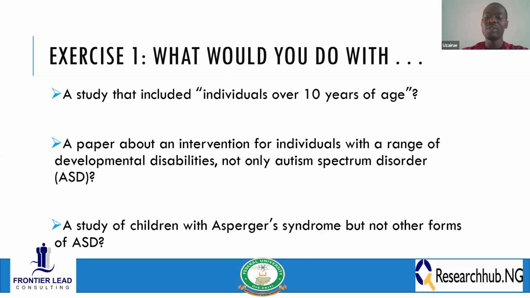Then the next one is a paper about an intervention for individuals with a range of developmental disabilities, not only autism. So you also need to know whether you are looking at only individuals with autism, or those that have other types of disorder. If they have other types of disorder, how do you treat that kind of study? The next is a study of children with Asperger syndrome, but not other forms of ASD. That's why most times when you are designing this kind of study, you need someone from clinical psychology, someone from medicine, people from psychology, and many other disciplines to be able to put such a study together.